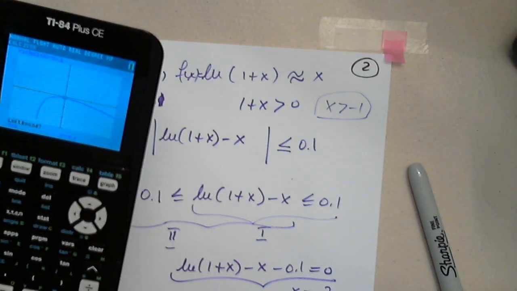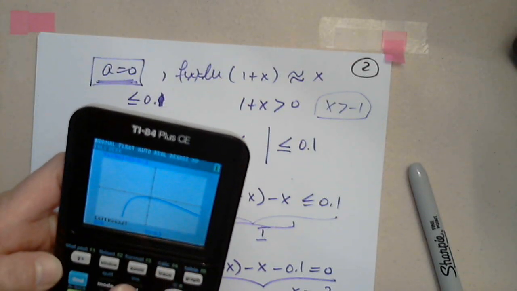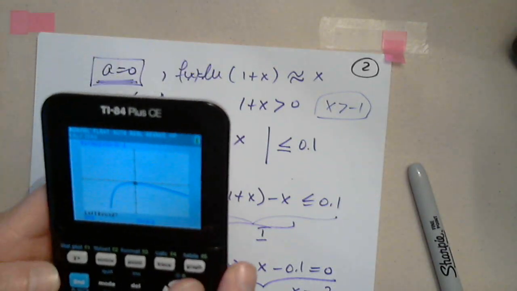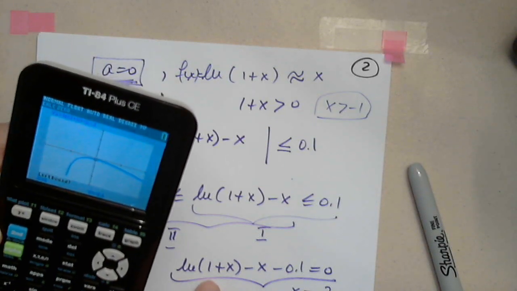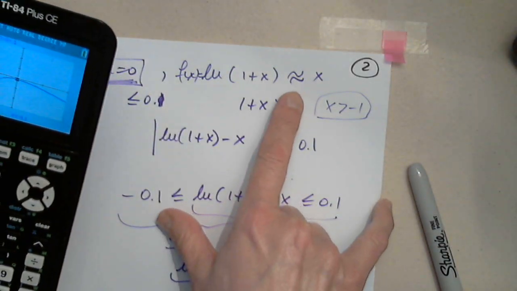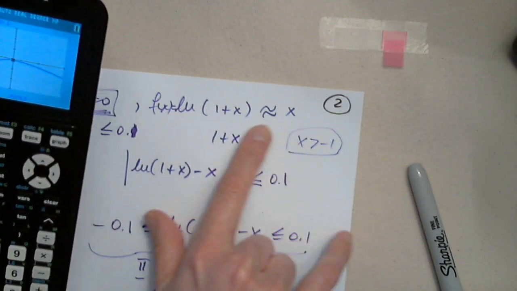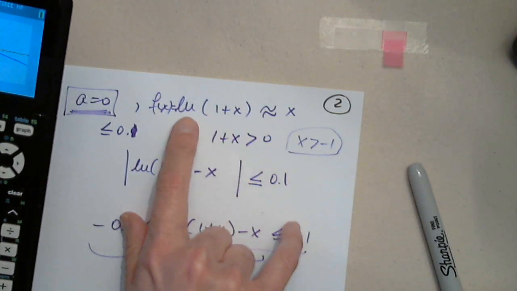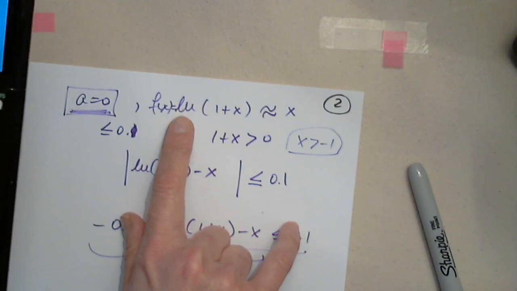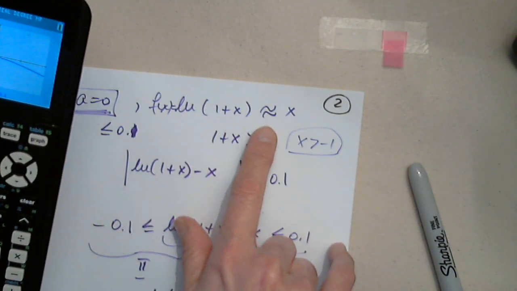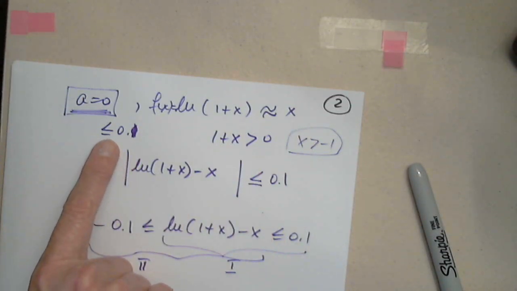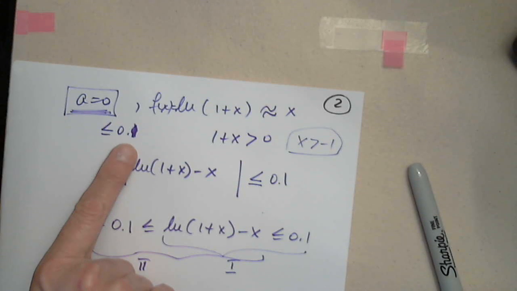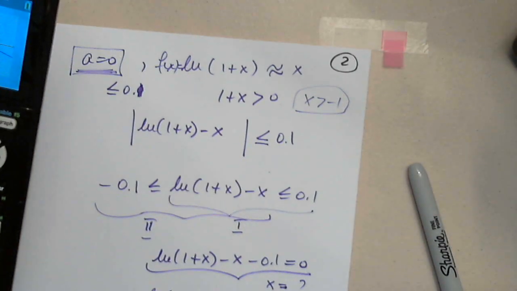Okay, so this equation appears not to have a solution near 0. Natural log of 1 plus x minus x. Am I missing anything, Derek, here? Did I copy everything correctly? Yes, it does look like this. Was it natural log of 1 plus x approximately x? Yes. And this was 0.1 or 0.01 or something else? No, it was 0.1.